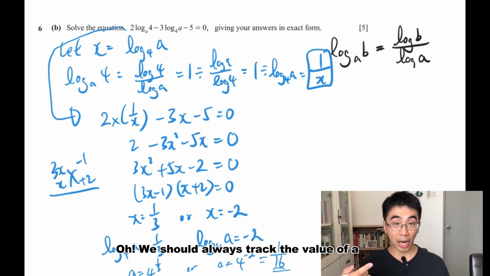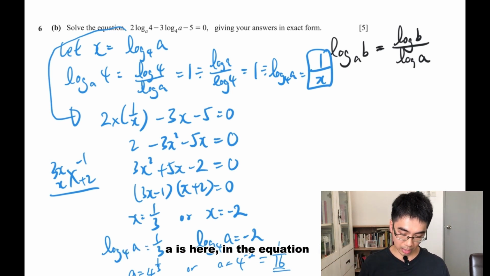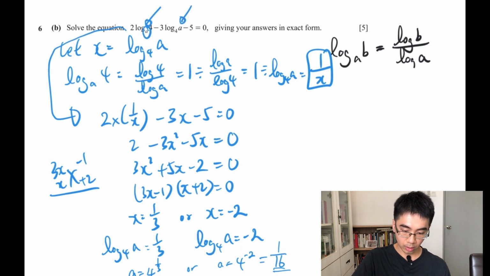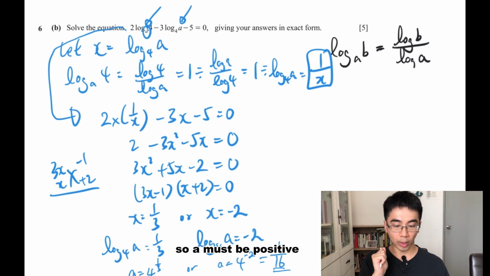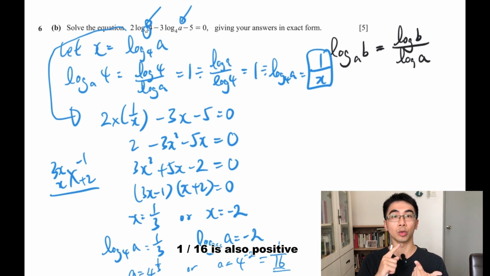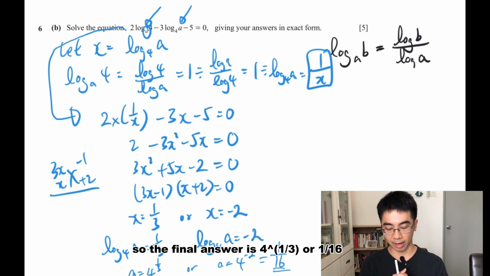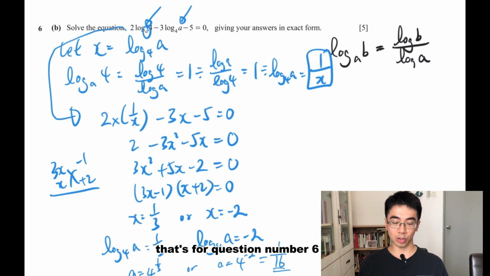We should also check the value. a is here in the equation, maybe the base or maybe inside the log. So a must be positive. So check again. 4 to the power 1 over 3 is positive, it's okay. And then 1 over 16 is still positive. So both answers are correct. So we just get the final answer to be 4 to the power 1 over 3 or 1 over 16. So that's for question number 6.